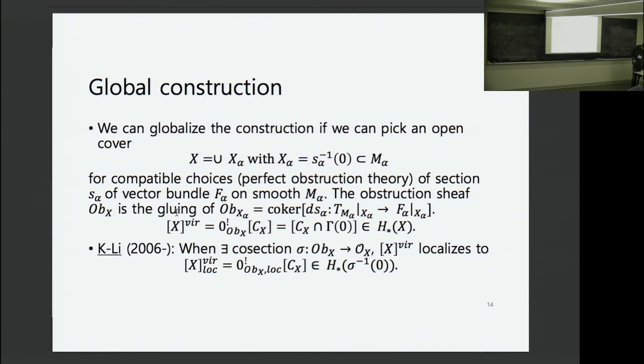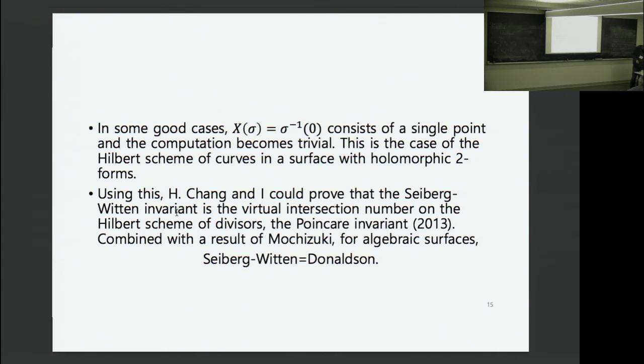In some good cases, if you're lucky, the zero locus of the cosection is very, very easy. Sometimes the zero locus of the cosection becomes just one point. This is the case for the Hilbert scheme of curves on a projective surface with a holomorphic two-form. So it's very easy to compute the virtual cycle in this case, and using this, Liang and I could prove the conjecture of Dürr, Kabanov, and Okonek, which says that the Seiberg-Witten invariant of a smooth projective surface is the virtual intersection number on the Hilbert scheme of divisors. They call it the Poincaré invariant.